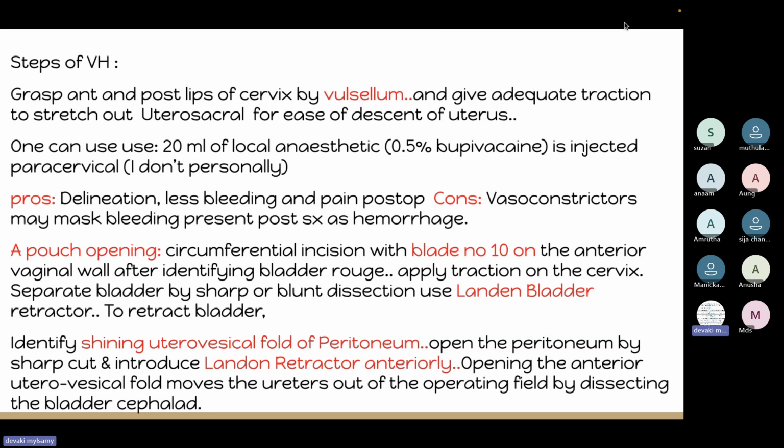Here you can confirm by introducing your finger and trying to palpate the uterine fundus. Or if you think you are in the wrong plane, you can palpate the bulb of the Foley's also, if you have catheterized the patient. No need to explain this, but this is just for a practical reason. So once you have identified the fold of peritoneum, give a sharp cut in between two artery forceps, and introduce your Landon retractor anteriorly and keep the bladder away from your surgical field.